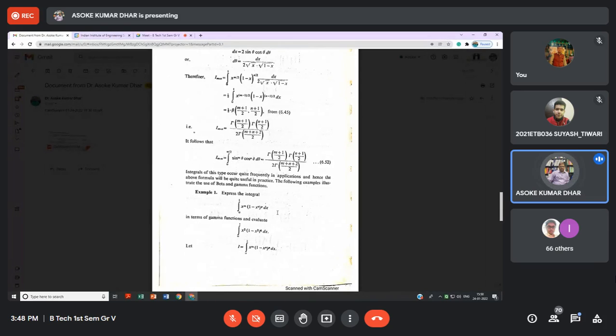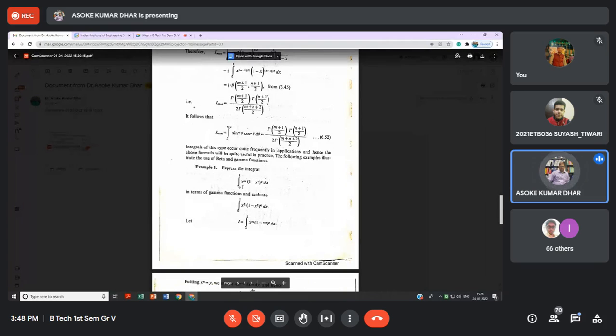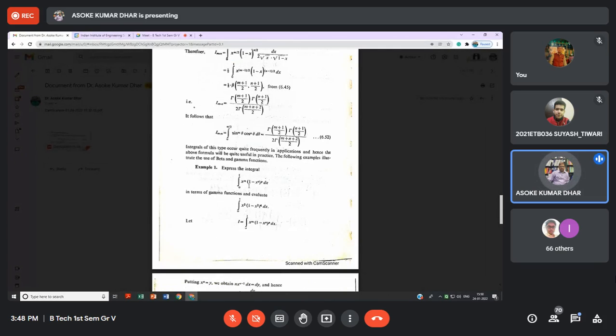Next, consider some problems. Express the integral from 0 to 1 of x to the m, times (1 minus x to the n) whole to the power p, in terms of the gamma function, and then evaluate this just by putting m is equal to 2, n is equal to 2, and p is equal to 4. First we express this in terms of the gamma function.